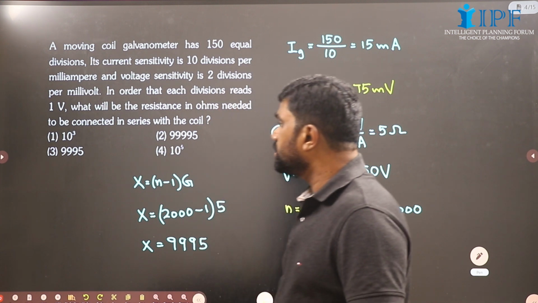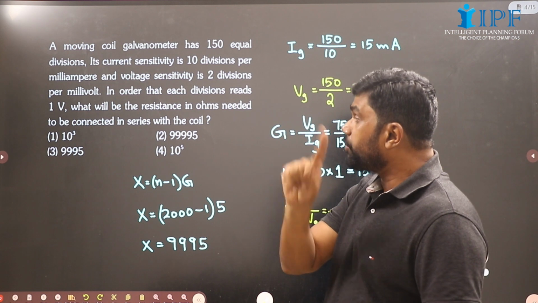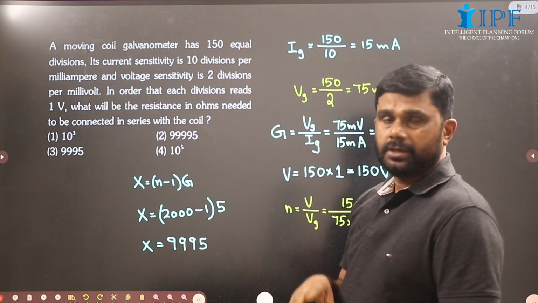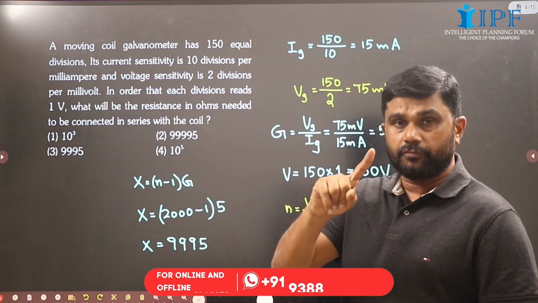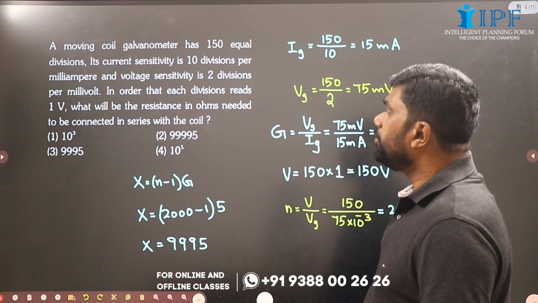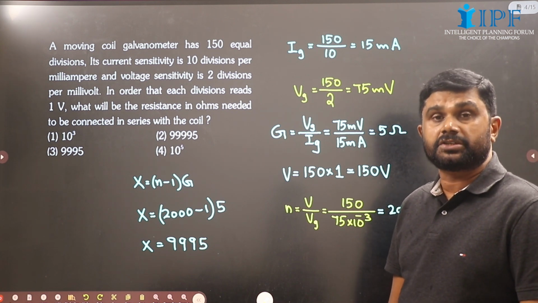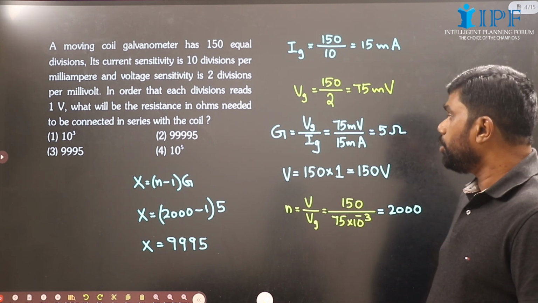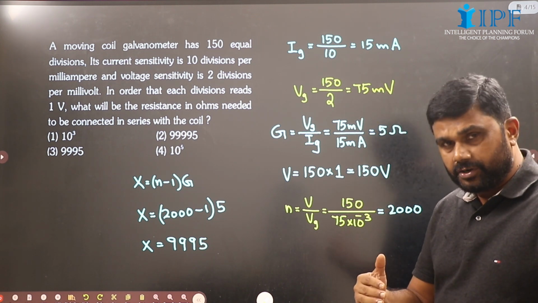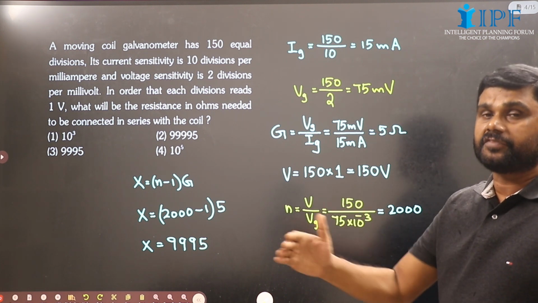Now it is to be converted into a voltmeter, in order that each division reads 1 volt. So 150 divisions are there. So the full scale deflection voltage is to be increased to 150 volt. Okay. So we have to convert it into a voltmeter capable of measuring a maximum voltage of 150 volt. Now the full scale deflection voltage is 75 millivolt, and that is to be converted into a voltmeter to measure a maximum voltage of 150 volt.